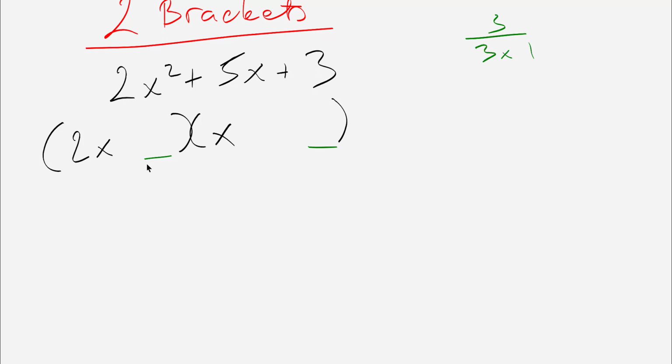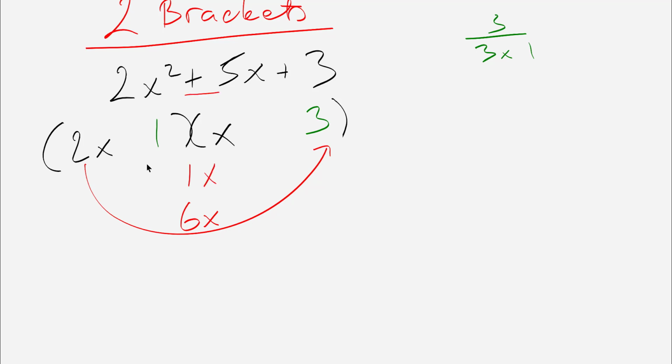Once again, do I put the 3 here and the 1 here? Or do I put the 3 here and the 1 here? So what we do is we do a multiplication check. Outside by outside, inside by inside. So I'm going to multiply the 2x by the 3 and I'll get 6x. I'm going to multiply the 1 by the x and I'll get 1x. And we need to be able to add those and get the 5x in the middle.